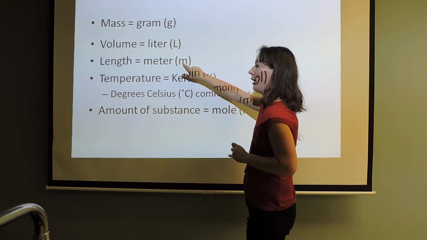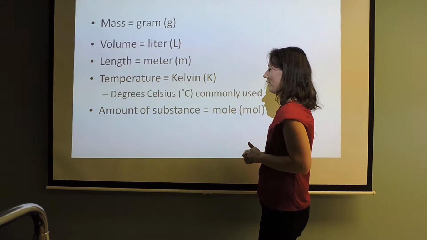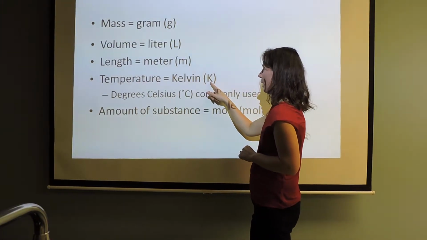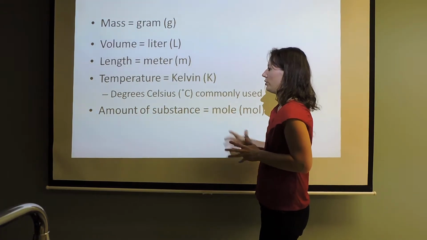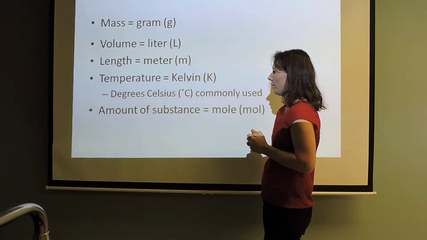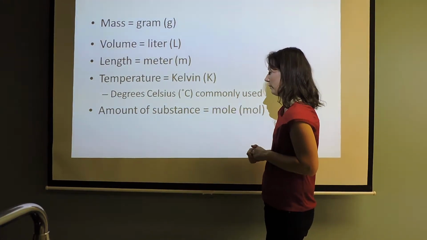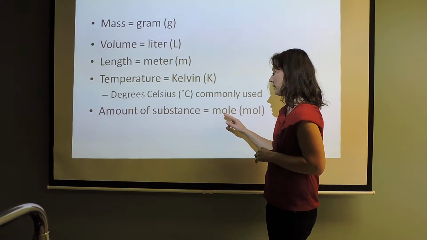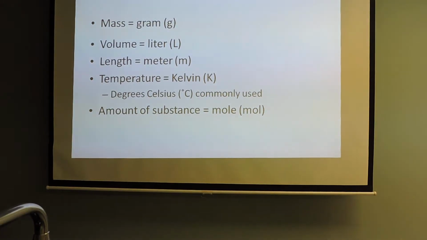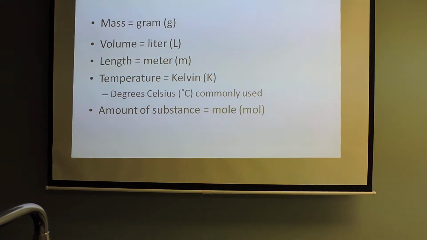Lowercase m. Uppercase M means something very, very different. The unit of temperature is the Kelvin, not degrees Kelvin, just Kelvin. That's an uppercase K. Now we do use degrees Celsius very frequently. All my thermometers are Celsius thermometers, but it's very easy to convert Celsius to Kelvin. It's a very simple conversion. And then the amount of substance is the mole, which we represent mol. These base units must be memorized.